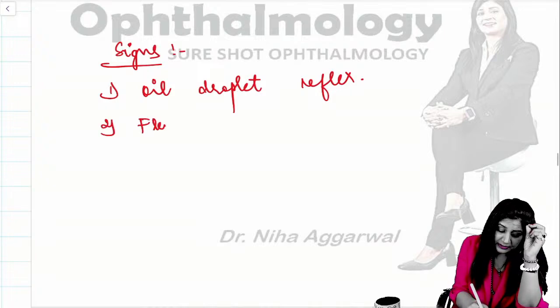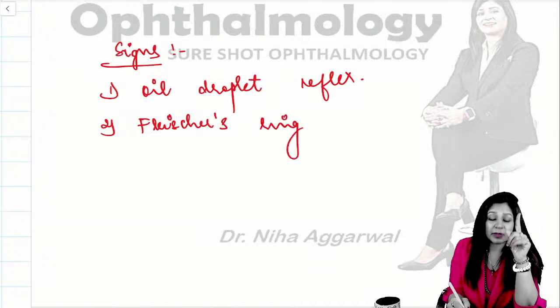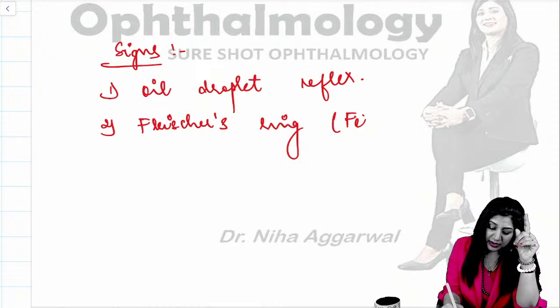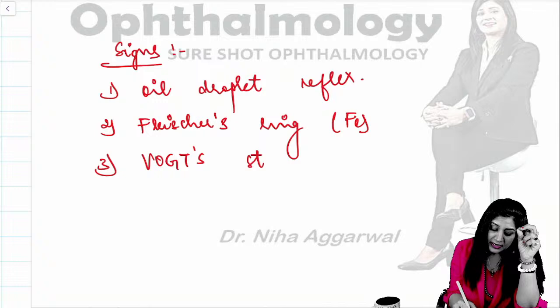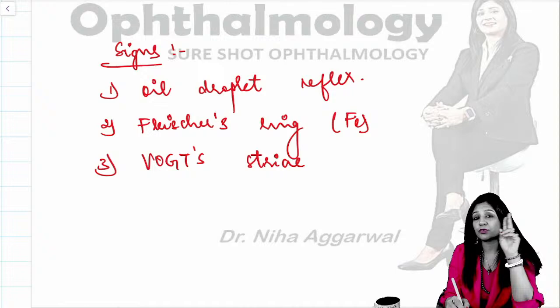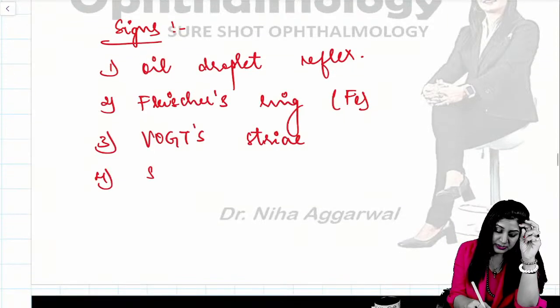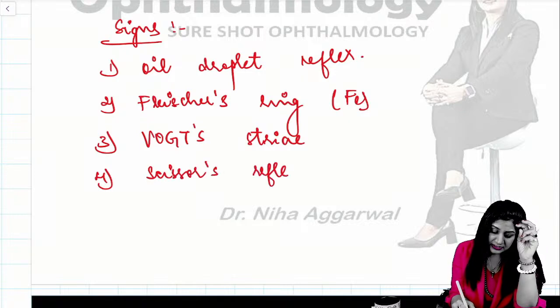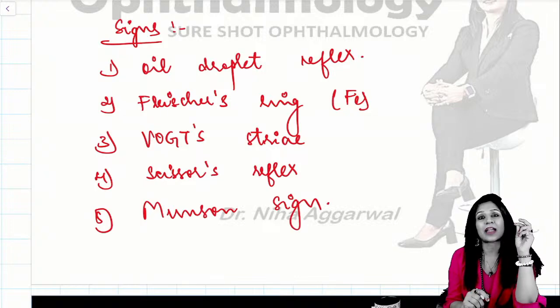Fleischer's ring. Another important thing is the Fleischer's ring. This you should know, because in the KF ring there was copper deposition. Here we have iron deposition. Then we get the Vogt stria. Vogt stria, V for Vogt and V for vertical, H for half and H for horizontal. Then you are also getting the scissors reflex due to the astigmatism, along with the Munson sign. So all these signs you should know, which are associated with the keratoconus.